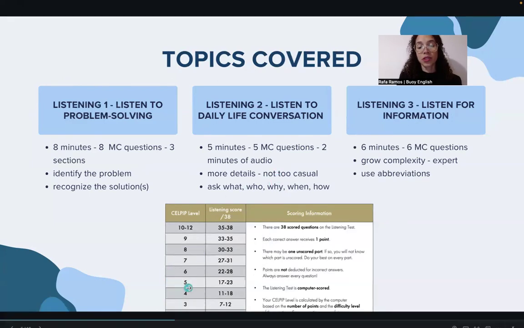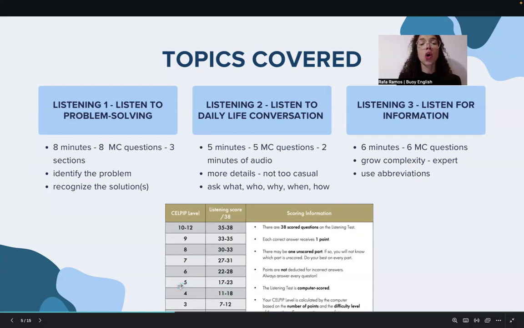For example, I have a student who achieved level 4. So he scored from 11 to 18 correct answers, but he's aiming for level 5 so he can get the job he wants in Canada. So what we're doing, we're training to improve his listening skills, and his goal is to get around 20 answers correctly so he can get the level 5 and achieve his job.